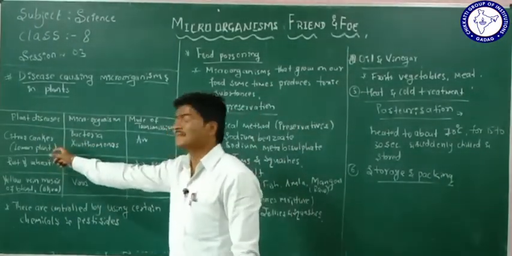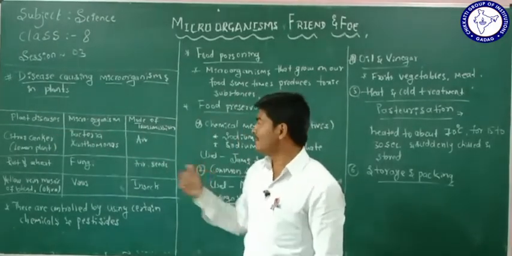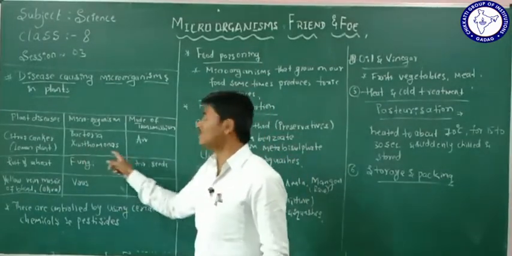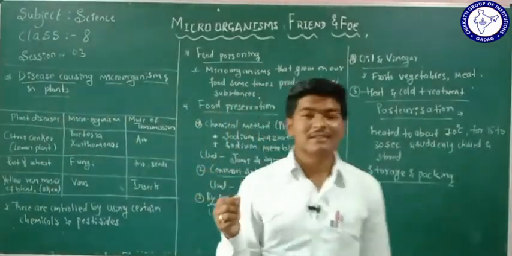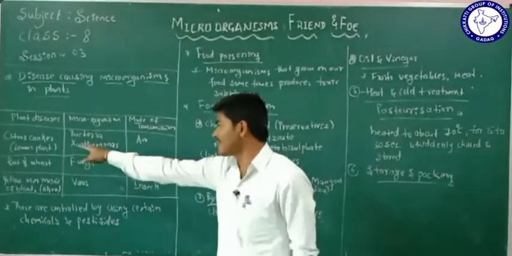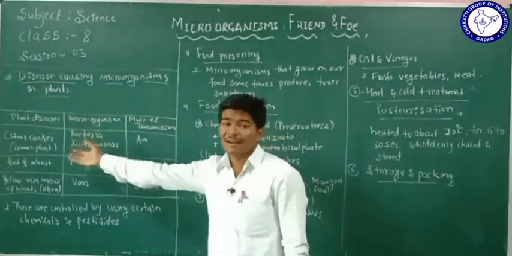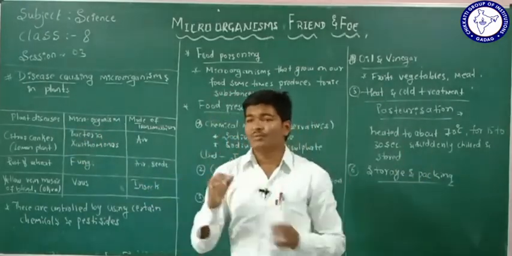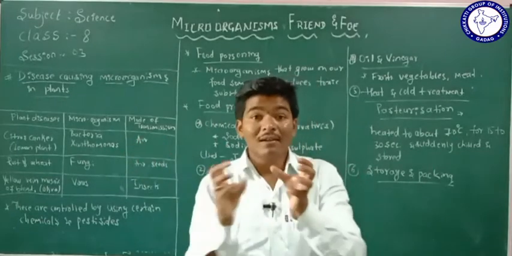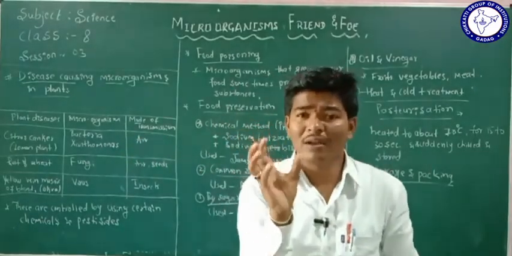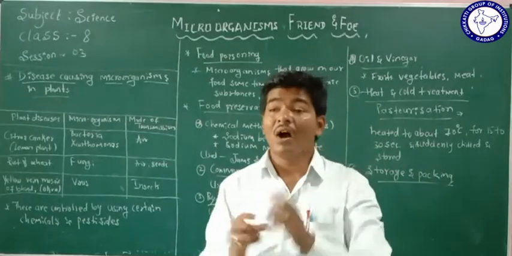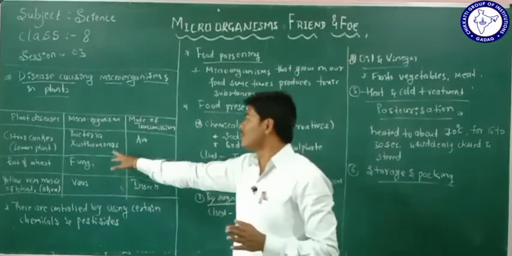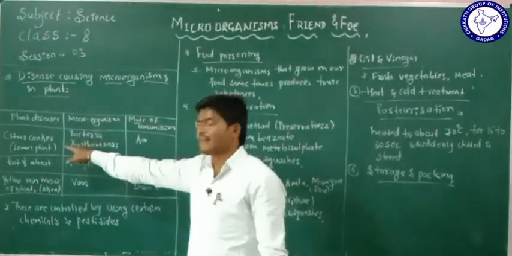This citrus canker is caused by a microorganism called bacteria. What is the name of that bacteria? It is Xanthomonas, the bacteria which causes citrus canker in a lemon plant. What are the characteristics of citrus canker? When you see the lemon plant, black or brown color patches are present on the lemons or on the leaves of the lemon plant. That is caused by the bacteria called Xanthomonas, and the disease is called citrus canker.